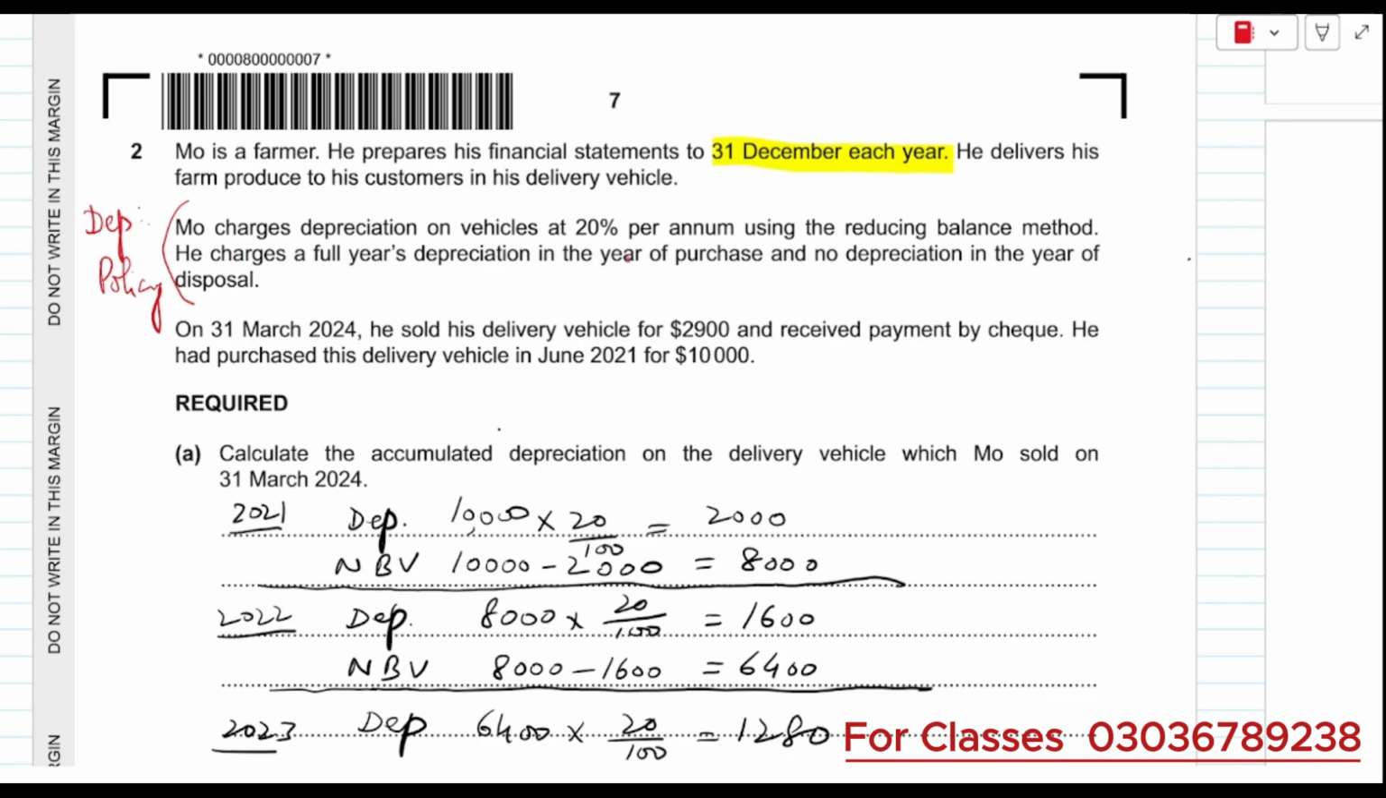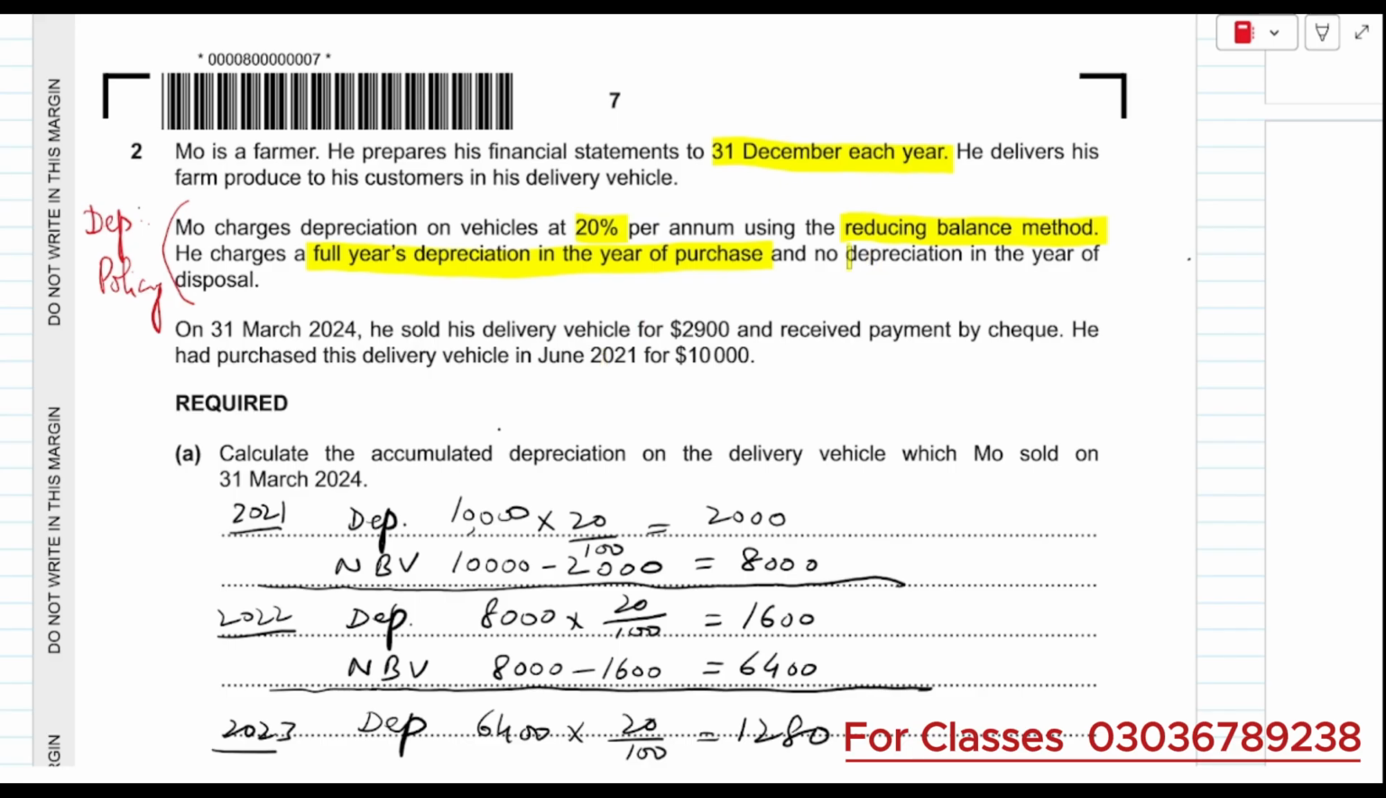What is the depreciation policy? Depreciation policy states which method will be used. Here, the reducing balance method will be used to calculate the depreciation. The rate of depreciation is 20%, and the policy also covers when to charge depreciation and when not to. Here they are saying he charges a full year's depreciation in the year of purchase, meaning when you purchase the asset in that year, you calculate the depreciation for the whole year, even if you bought the asset in the middle of the year or anywhere during the year.